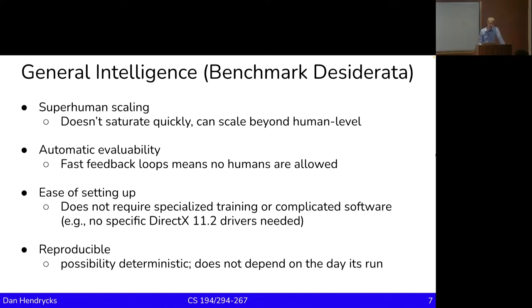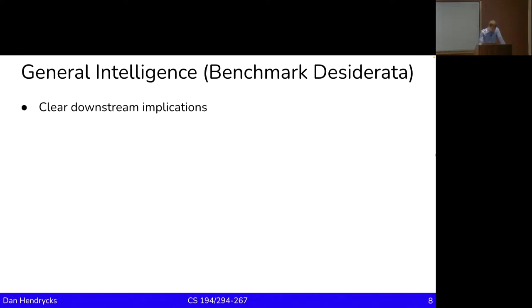Reproducibility, you might want it to be deterministic. You don't want it to depend on the day it's run. That way we can compare models across various different setups and times and years compared to the yardstick changing each day. So that's another important property.